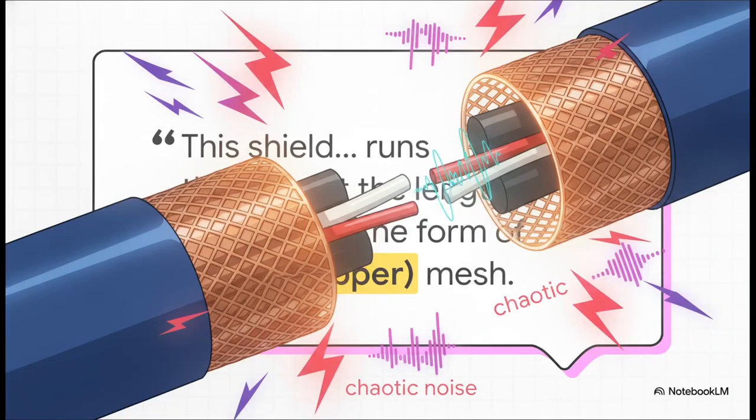To really underscore just how crucial this is, remember that this shield surrounding those live leads runs continuously throughout the entire length of the cable. No gaps. This continuous copper armor is absolutely vital. It is the only way to make sure the delicate signals on the inside remain perfectly isolated from the chaotic noise happening on the outside. It's basically a highly protective, dedicated tunnel guarding your audio all the way to its final destination.